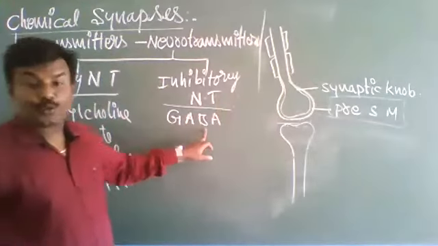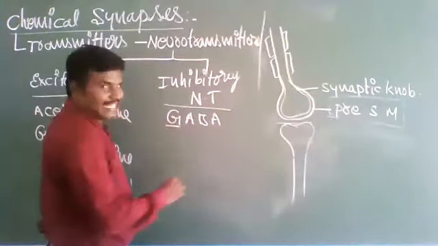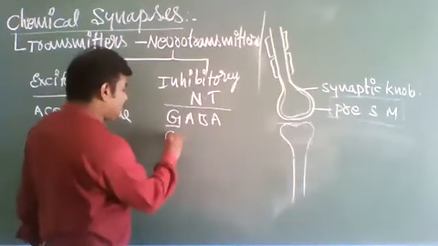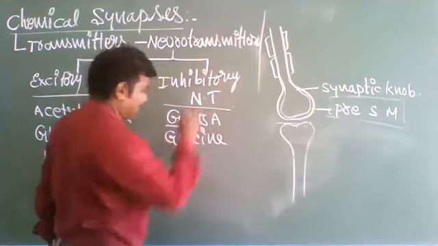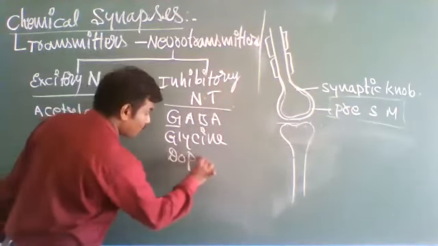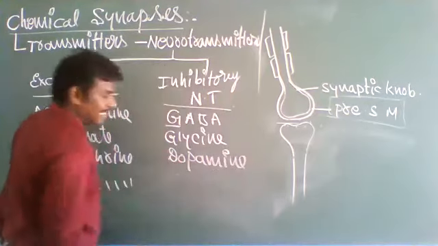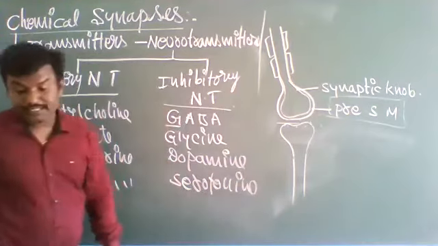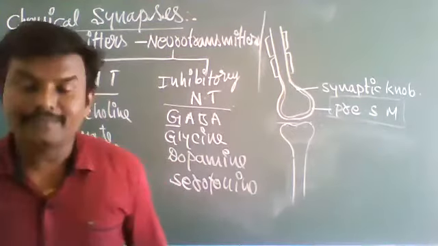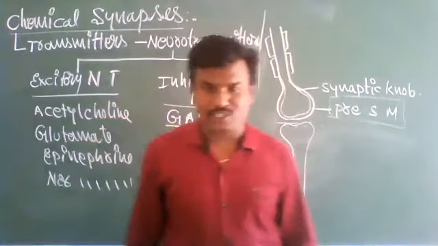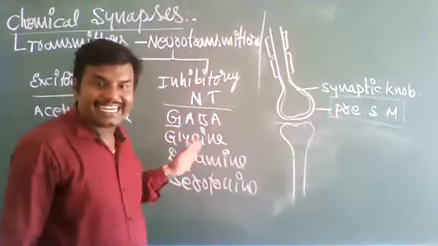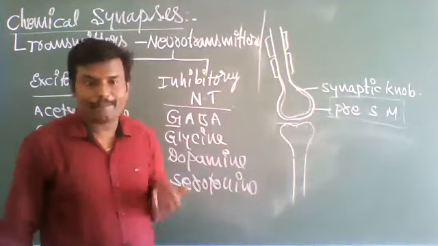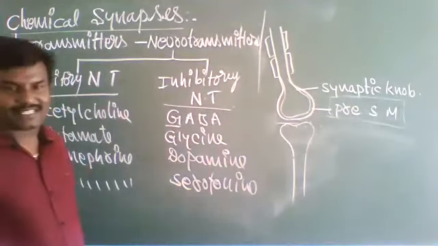G stands for gamma aminobutyric acid. Glycine, dopamine, serotonin. These are all inhibitory neurotransmitters, so these will inhibit the transmission. Neurotransmitters inhibit the nerve impulses; the others excite the nerve impulses.